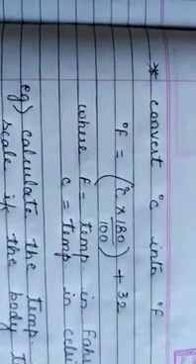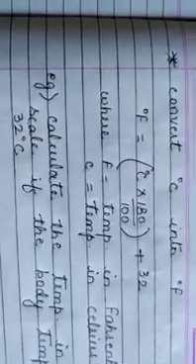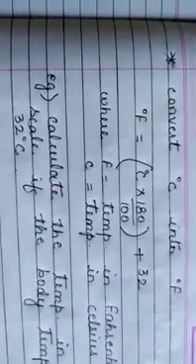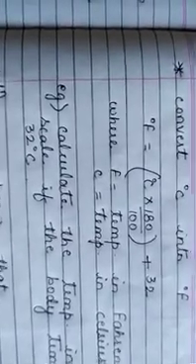Another is degree Celsius into degree Fahrenheit. This formula will be used when we have to convert degree Celsius into degree Fahrenheit: degree Fahrenheit is equal to degree Celsius multiplied by 180 upon 100 plus 32.